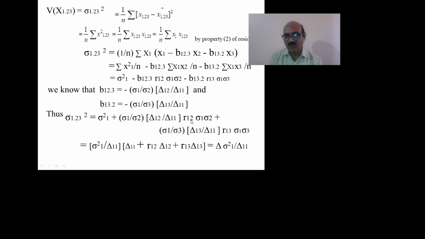You are left with only r12 delta 12. Similarly here also sigma 1 square is taken out, sigma 3 will get cancelled, and you are left with only r13 delta 13. So this complete expression will give you delta, with sigma 1 square and delta 11. So this is the expression of the variance of a residual, that is delta into sigma 1 square by delta 11. So these are the things we have studied in unit number 1, that is multiple linear regression.